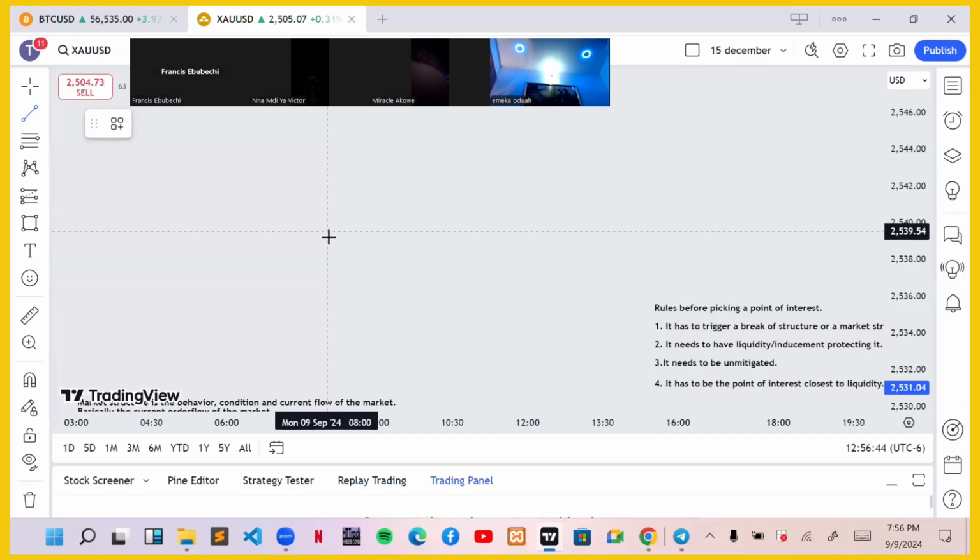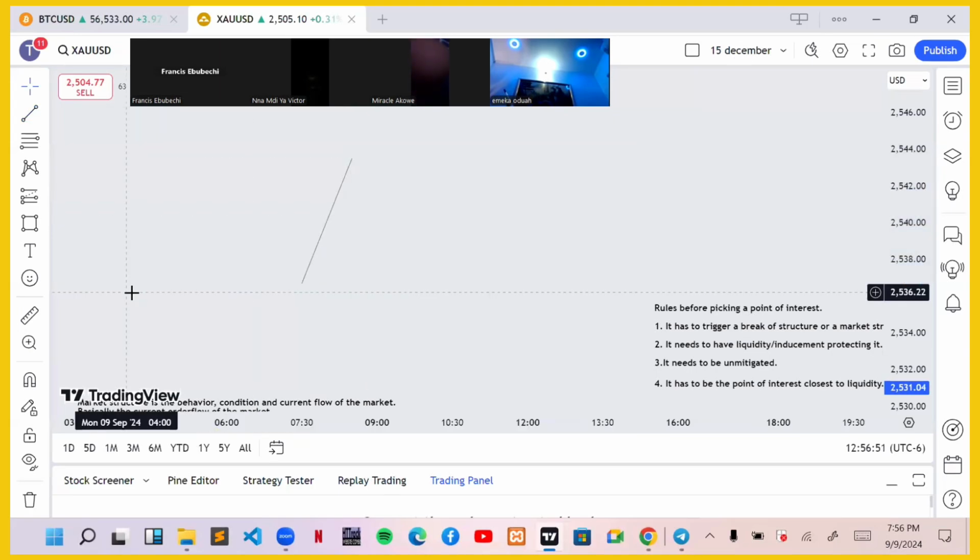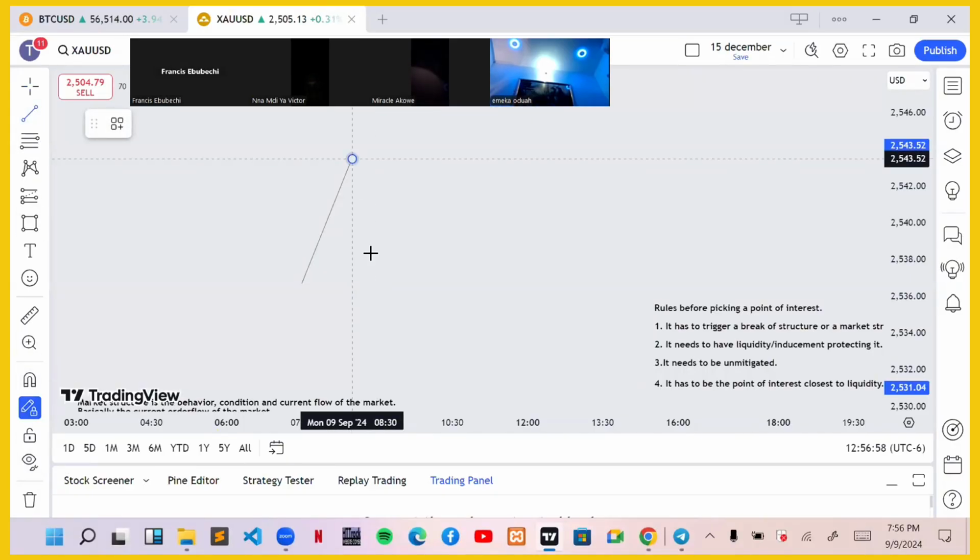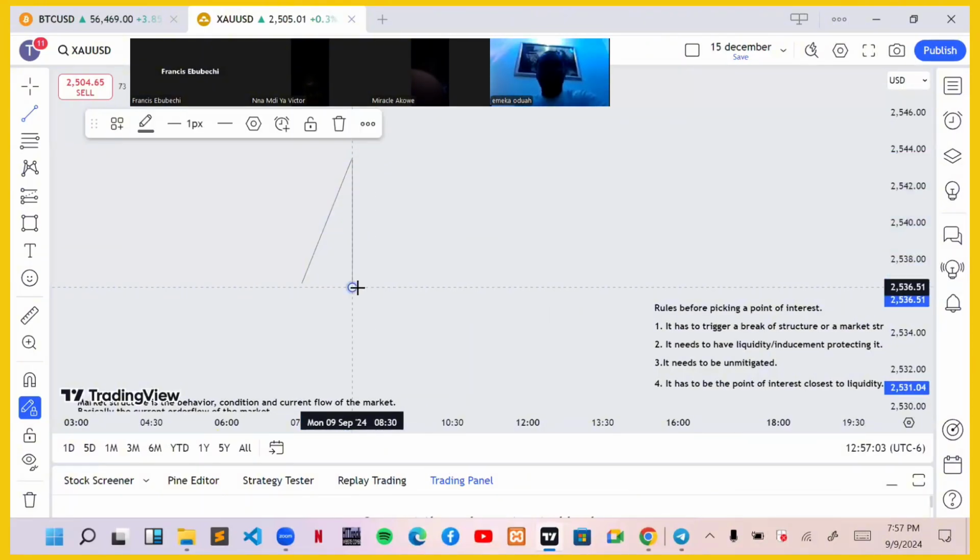Now let's say the market was on a downtrend before. So this is a resistance level. The market is doing this: higher highs, higher lows, higher highs.